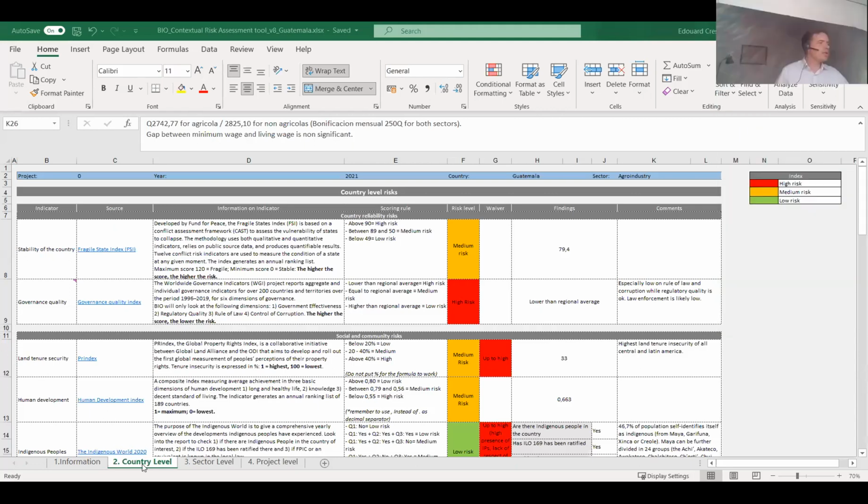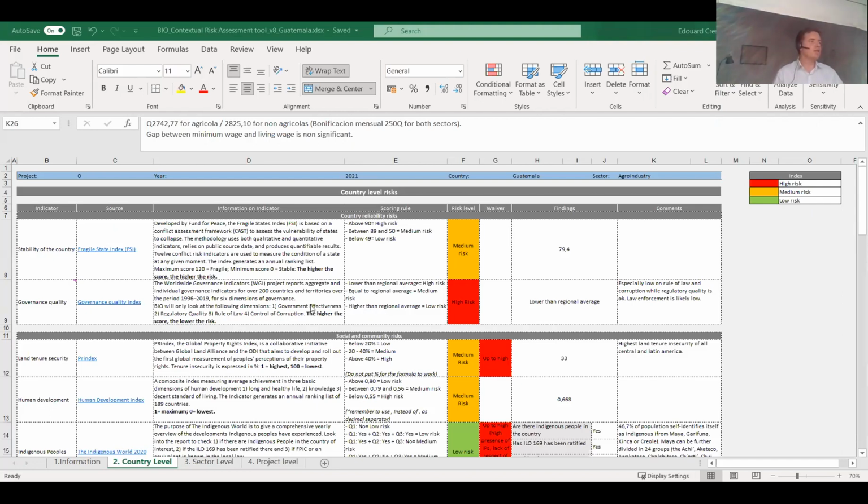So we have three tabs: the country level tab, the sector level tab, and the project level tab. At the country level, we will look at these indexes, which are publicly available online and free to use. And we will look at the country reliability risks, so the Fragile State Index and governance quality indexes. According to the performance of the country, we would be able to score the region or the country as high, medium, or low risk.